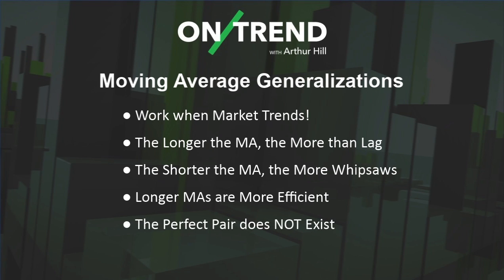And I think longer moving averages are more efficient, all right, because the market does show trending characteristics over time, and these longer moving averages can catch the trend, or at least they can keep you on the right side of the trend, all right?